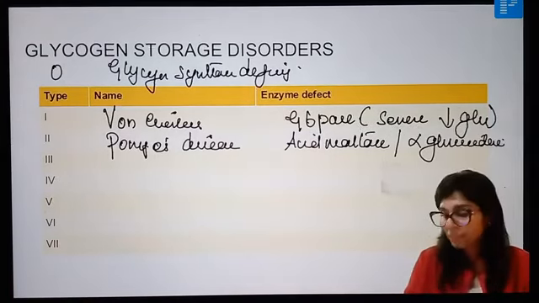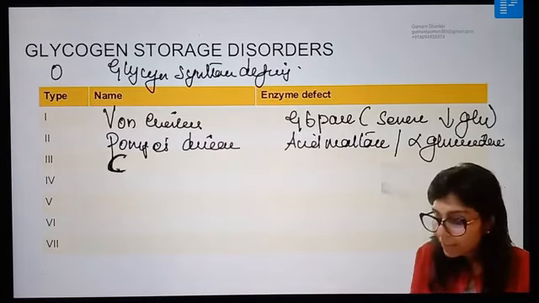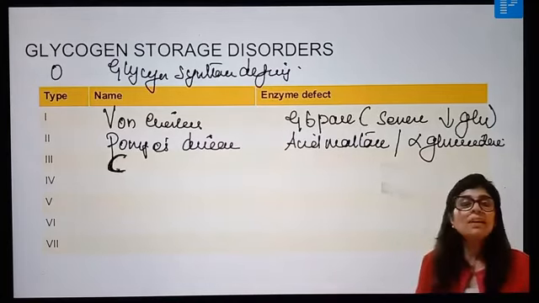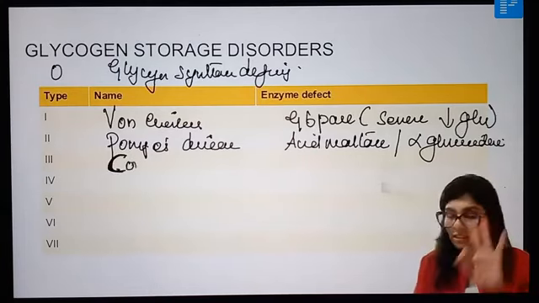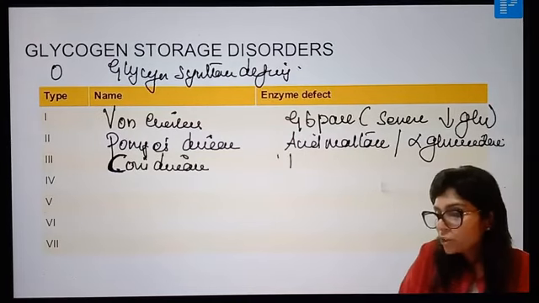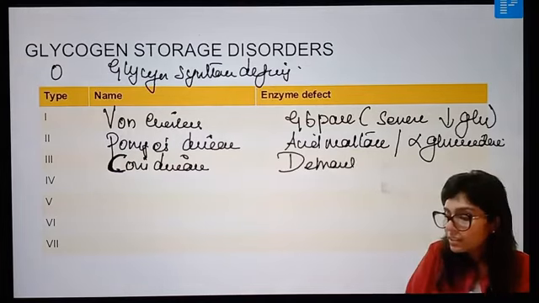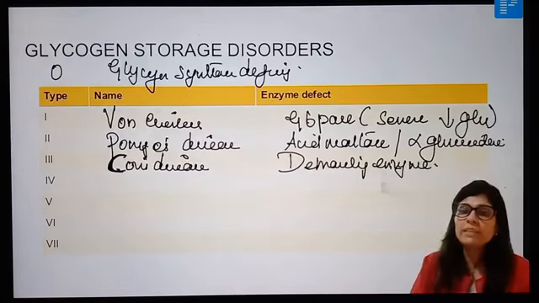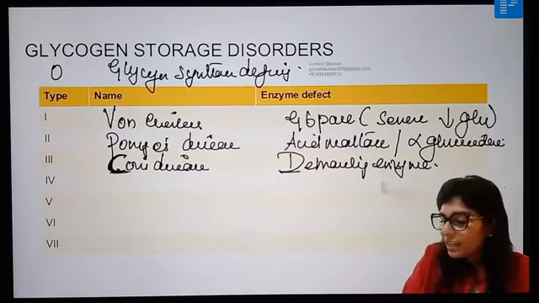Okay. Type 3, which is the third alphabet, C. In alphabetical order, the third alphabet is C. So type 3 is C. C stands for Cori's disease. C has to be followed by D. So Cori's disease is caused by the defect of the debranching enzyme. You understand this? Cori's disease is caused by the defect of the debranching enzyme. C and D are over.